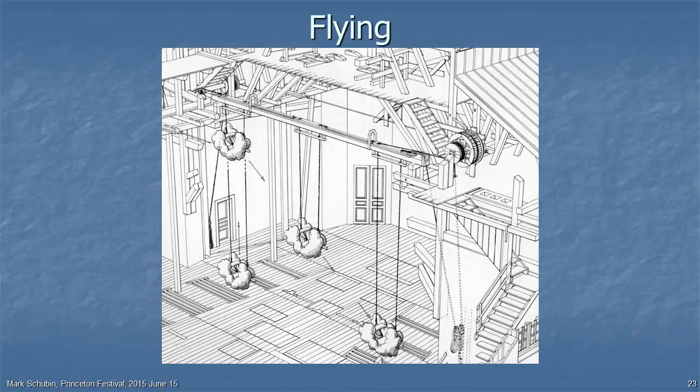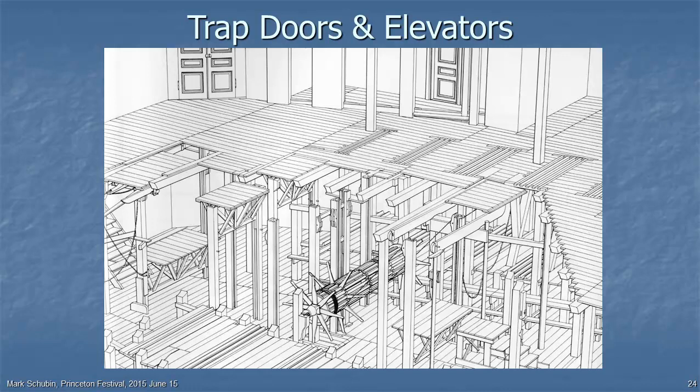Here is some flying machinery. You could have Cupid flying around the stage and shooting arrows at someone. And then here are some trapdoors and elevators, and the thing you see in the center at the bottom of the image is the elevator motor. That's for people to grab onto, and you'll see that in a moment again.